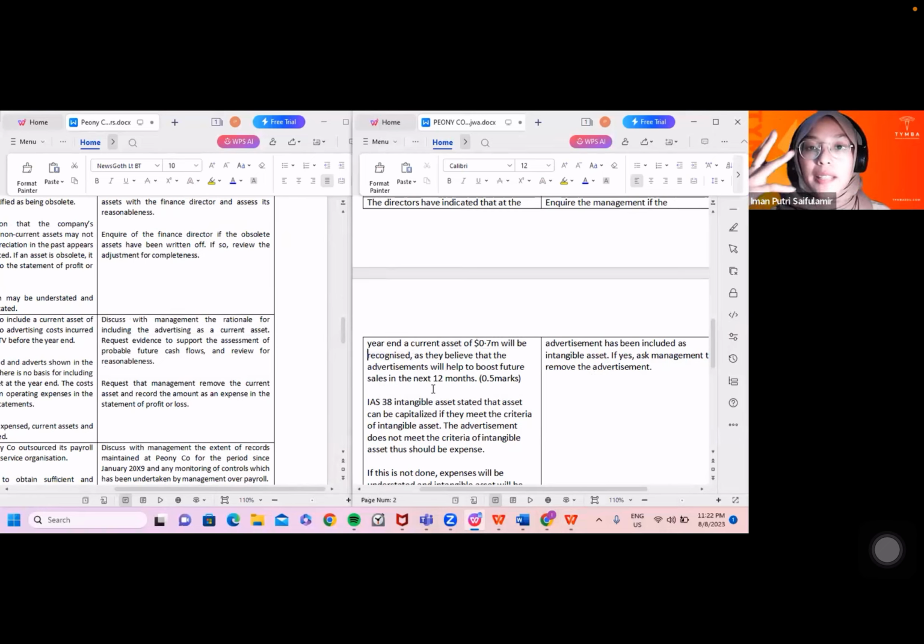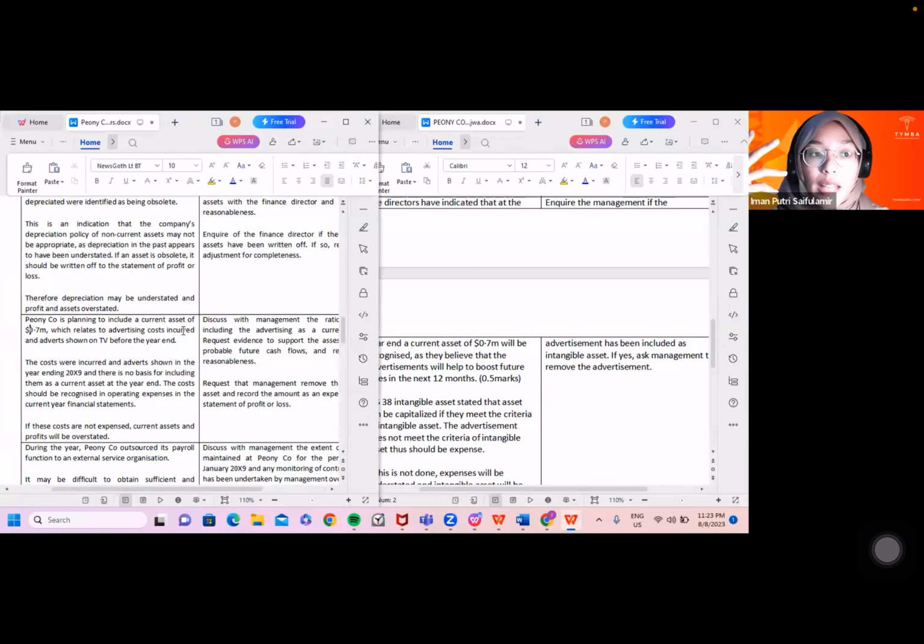Okay, guys. In this case, they already specified that they have included this as a current asset. Even if under IAS 16 it is a non-current asset, right? So in this case, actually there is no specific accounting standard that applies. So what you can say is basically just bring in the definition of an asset. What is the definition of an asset, right, guys?